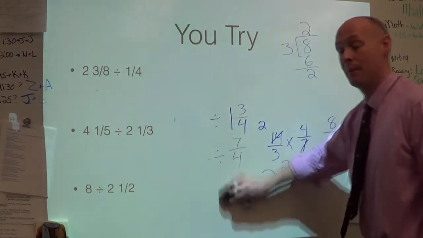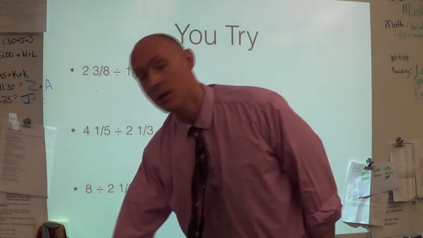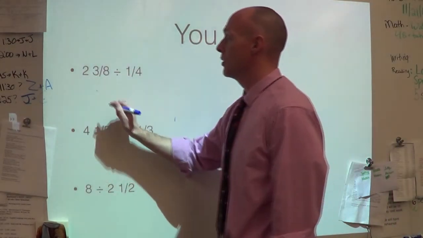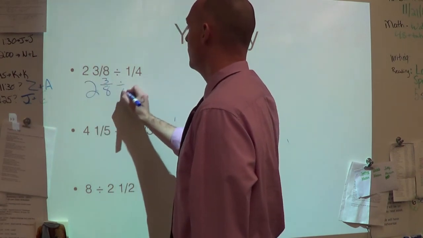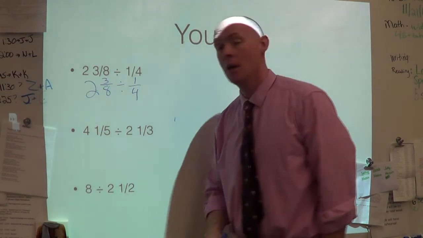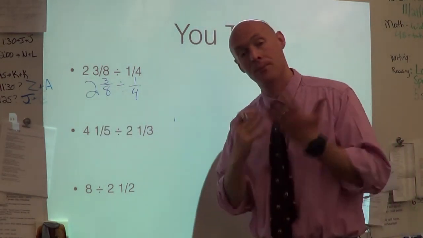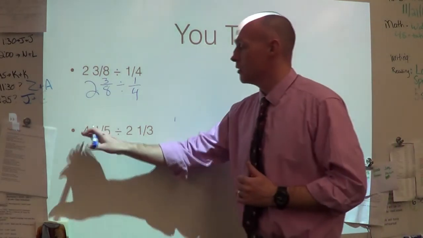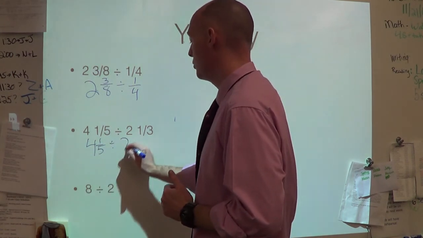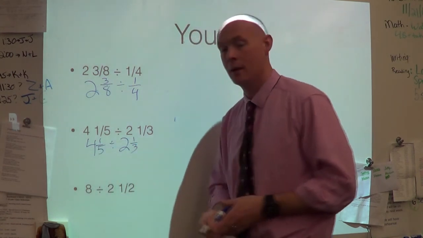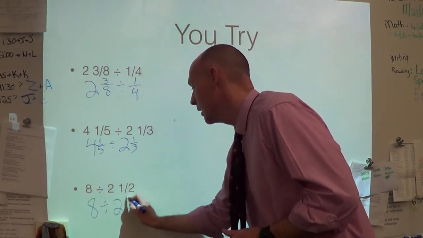Okay, gave you 3 problems to try. And I'm just going to rewrite them for you so that you have it down correctly. So here it is, 2 3/8 divided by 1/4. Okay? First, make them improper fractions, then keep it, switch it, flip it, then multiply, and you're done. So here I have 4 1/5 divided by 2 1/3. And the last one is 8 divided by 2 1/2.